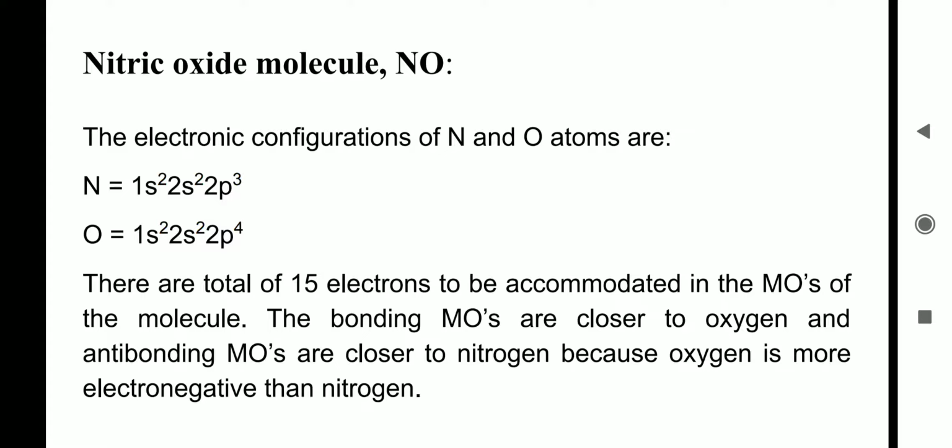In this slide, I have mentioned the electronic configuration of both these atoms: 1s2, 2s2, 2p3 for nitrogen and 1s2, 2s2, 2p4 for oxygen. These are the atomic orbitals in which these electrons are present. Now, while drawing the molecular orbital diagram, what we will notice, as we have seen earlier in the previous slide of the hypothetical AB molecule, is that the bonding molecular orbitals will be closer to oxygen and anti-bonding will be closer to nitrogen, since oxygen is more electronegative than nitrogen.